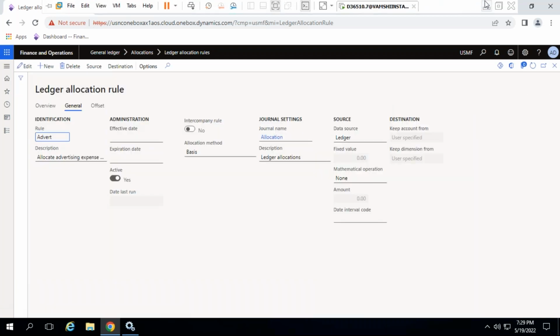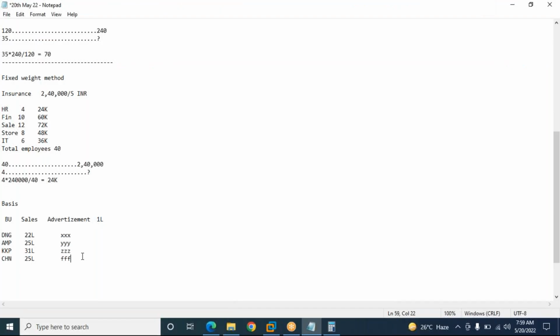Any doubts? Any quick questions? We'll discuss this once again on Monday. And the system uses the concept of ratio and proportions to calculate the amounts in basis. Yeah, exactly, in basis.